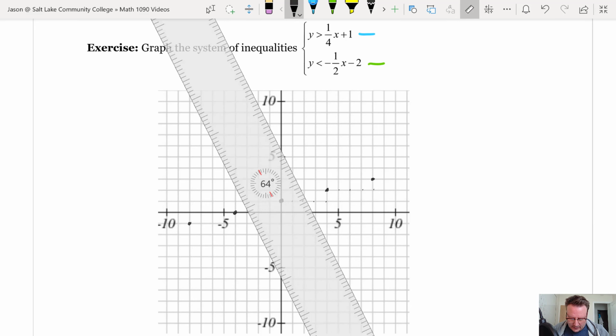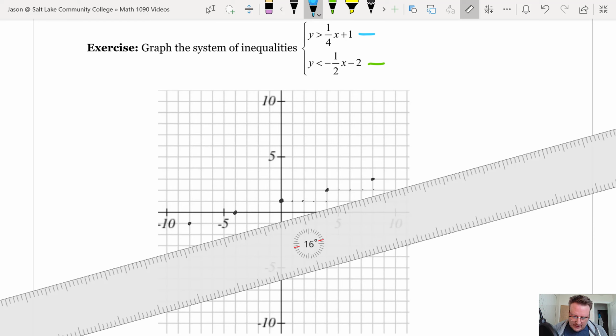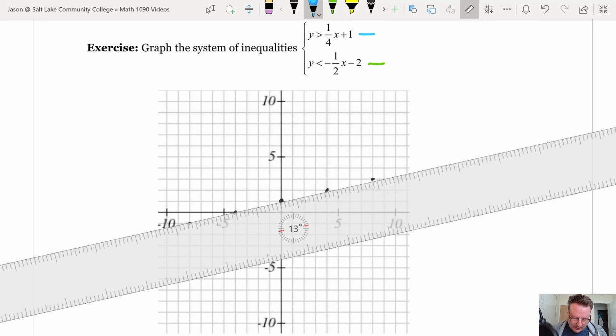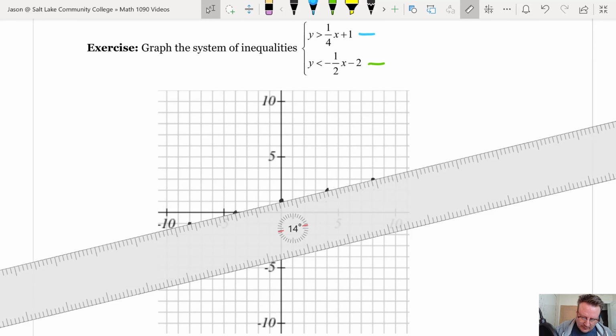Let's get the ruler out now. Connect these up. And this is a strict inequality, so I want to use a dashed line. I want to connect all these points with a dashed line. So something like this. Okay.